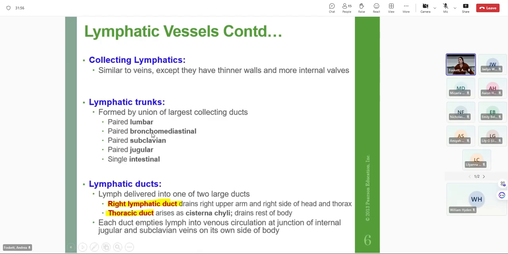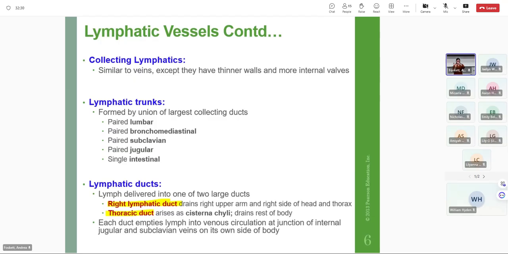Now, all of these trunks will then unite to form one of two lymphatic ducts. Your biggest lymphatic duct is called the thoracic duct, okay? Your right lymphatic duct is a little smaller, and it's where this drainage is coming from. The right lymphatic duct is collecting leaked interstitial fluid only from the right side of the face, the neck, the right side of the thorax, and the right upper limb. Does that make sense? Just this right portion, lymphatic drainage from this right side.